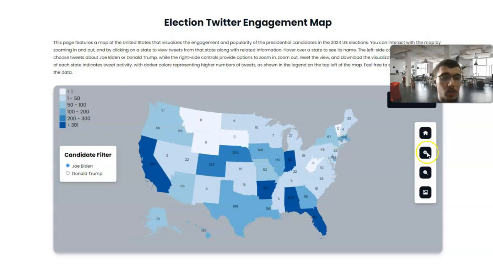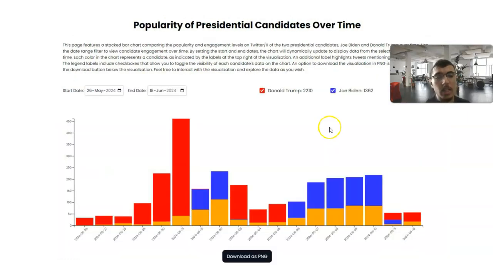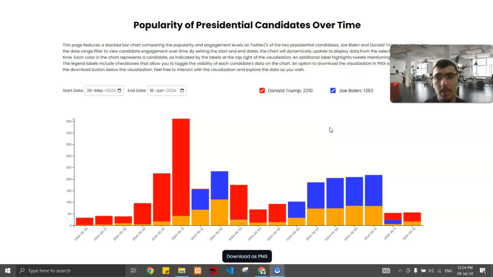We can also zoom in, zoom out. We have interactivity features, downloading images in PNG, as well as displaying the total tweets over here. Now, the second visualization is representing the popularity over time.